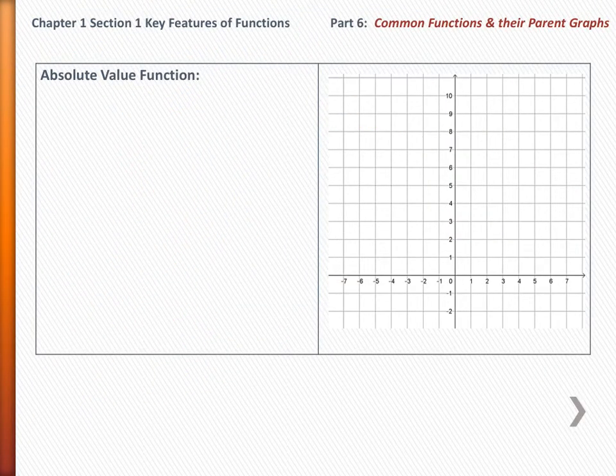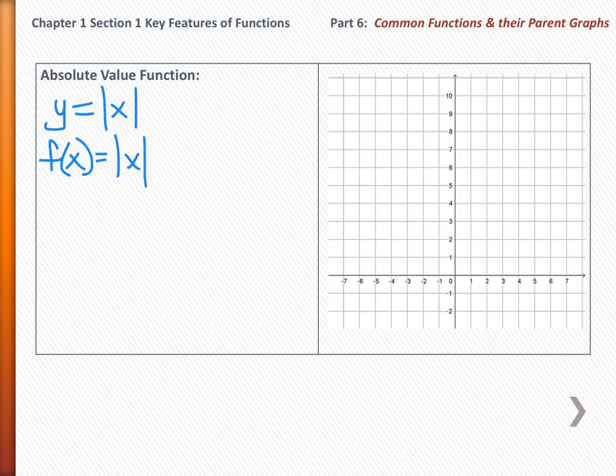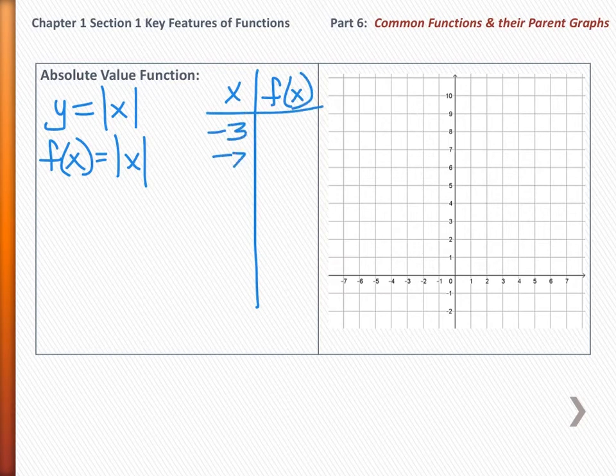The third parent function we're going to talk about is the absolute value function. And the equation is y equals the absolute value of x. And in function form, f of x equals the absolute value of x. So if we made ourselves a table to get a feel for what this function looks like, if I put in a negative 3 here for my x, of course the absolute value turns it positive. So I'm going to get 3 out.